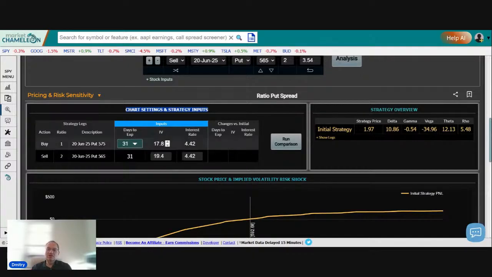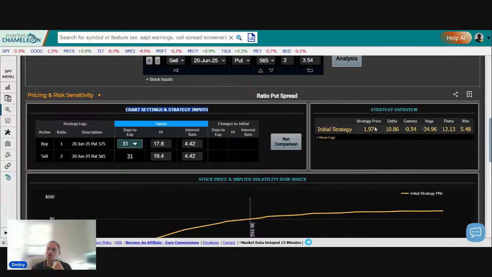These are the implied volatilities based on those market prices that we set up. This is the interest rate assumption. And here's the original strategy. We get a credit of $1.97. This is the delta, gamma, vega, theta, and rho.